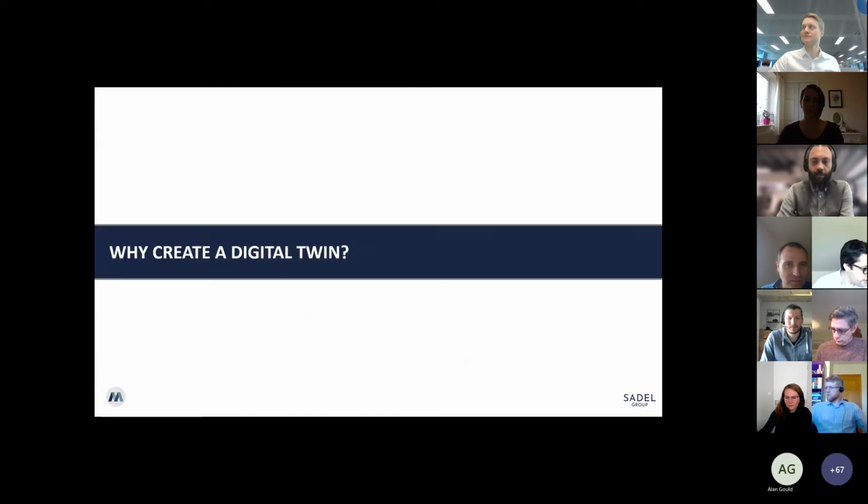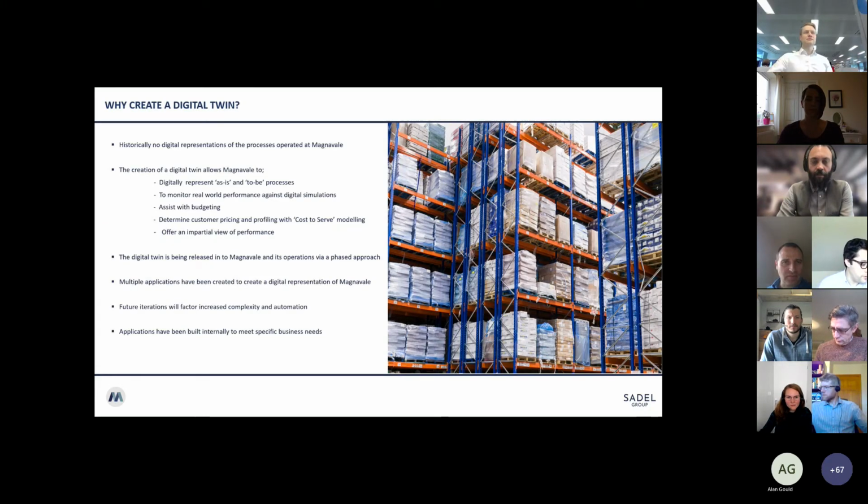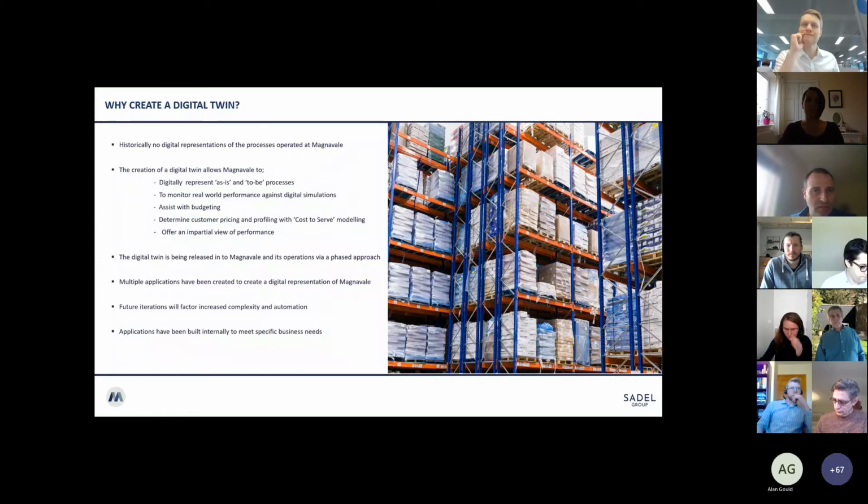So why create a digital twin? Historically, there were no digital representations of processes operated at Magnavale. Traditionally, cold storage operations do not maximise the use of IT. The digital twin allows Magnavale to represent as-is and to-be processes, to monitor real-world performance against digital simulations, assist with budgeting, determine customer pricing and profiling, and offer an impartial view of performance.